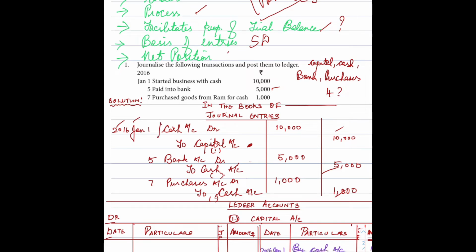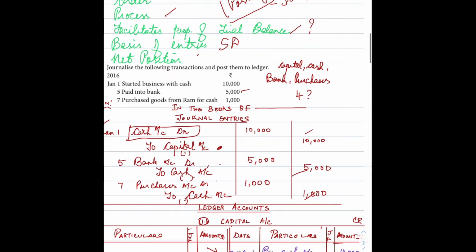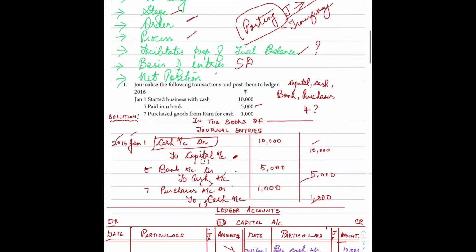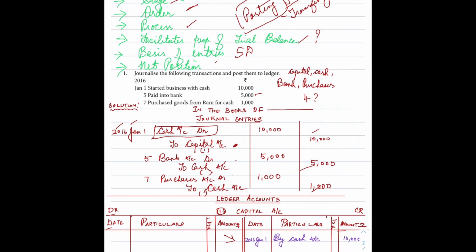Now opposite to that, what do you see? This is what we have to take now, that is the cash account. Cash is in the debit, so when you take it here, an opposite transaction will be shown as by cash, which is 10,000. What do you see there? By cash, which is 10,000. Able to follow?